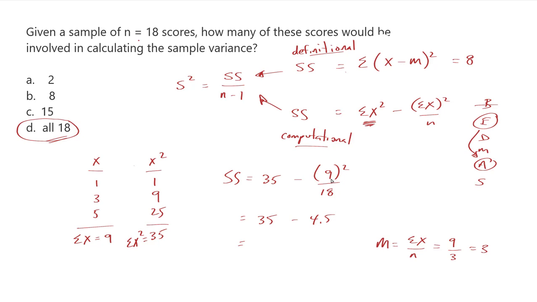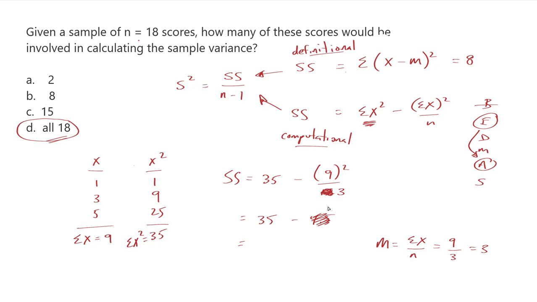So something is up here. Let's see. 5 squared, 3 squared, 1 squared, okay. 9. 81 divided by 18. Oh, because I'm dividing by 18. This isn't divided by 18. My example only has 3 scores.